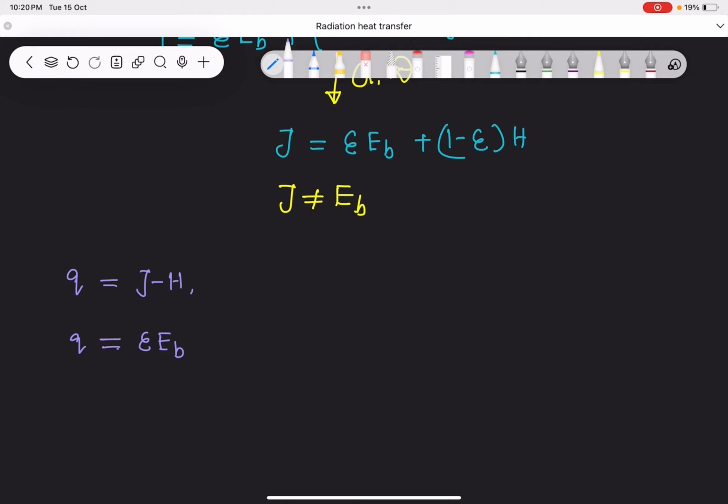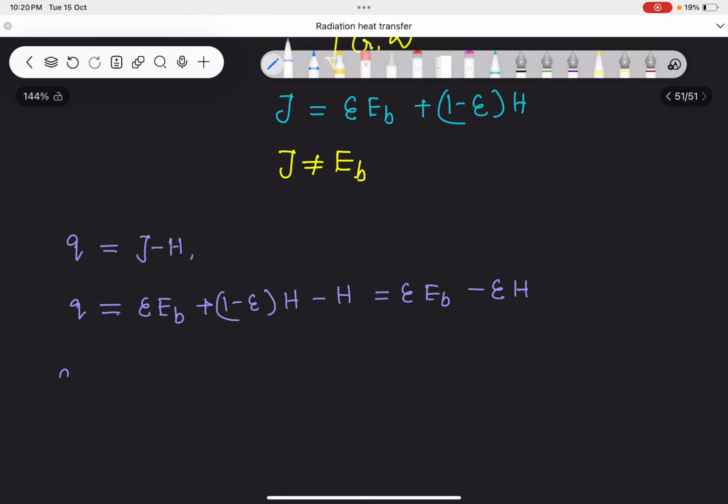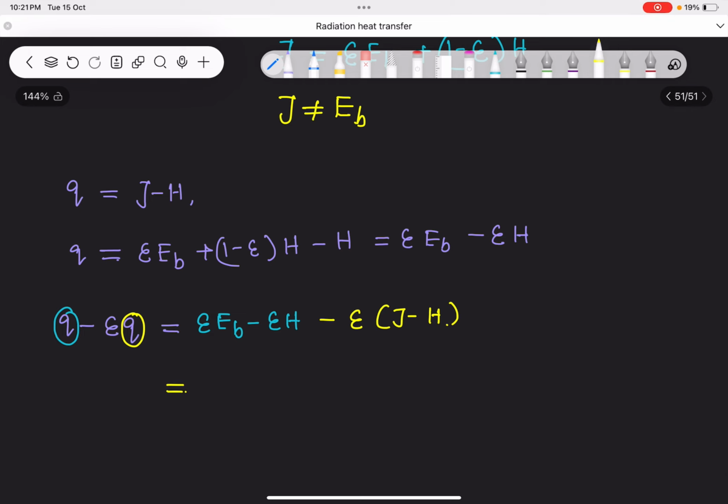This is epsilon into EB. J is equal to epsilon into EB plus 1 minus epsilon into H, considering gray diffuse surfaces. So minus H, and this will be epsilon into EB minus epsilon into H. Okay. So now if I write Q minus epsilon Q, this Q I will take from this one, that is epsilon EB, the second one, and this Q I will take like this. So minus epsilon into J minus this. So you can see epsilon into EB minus epsilon into H minus epsilon into J plus epsilon into H. So it will be epsilon into EB minus J.